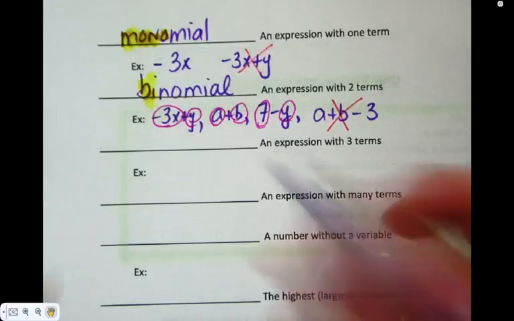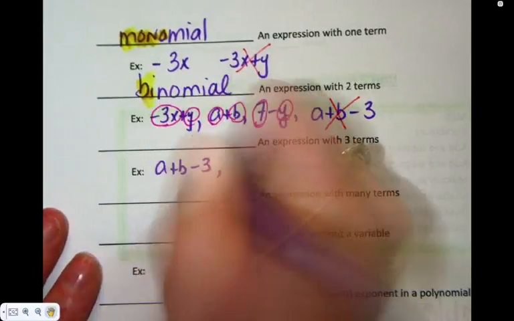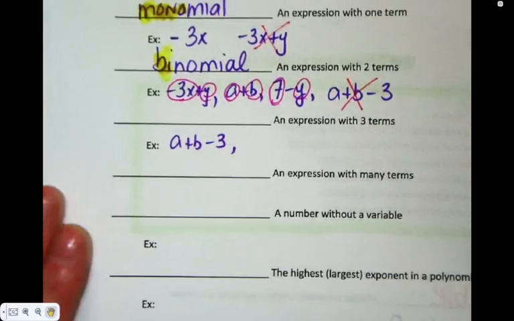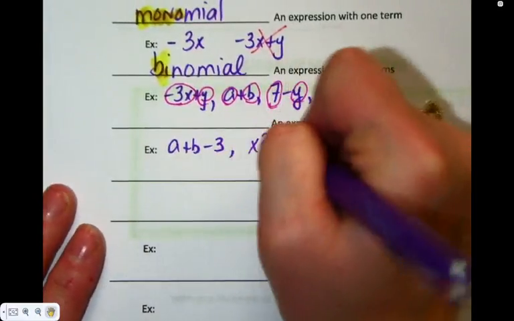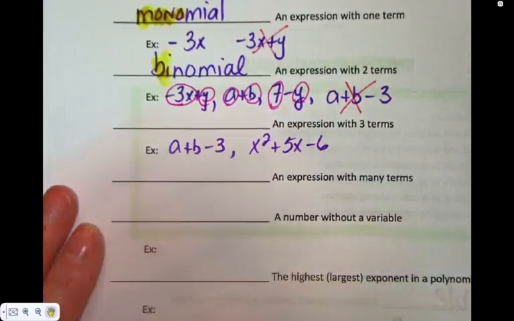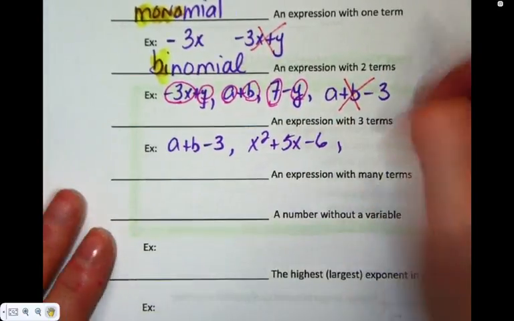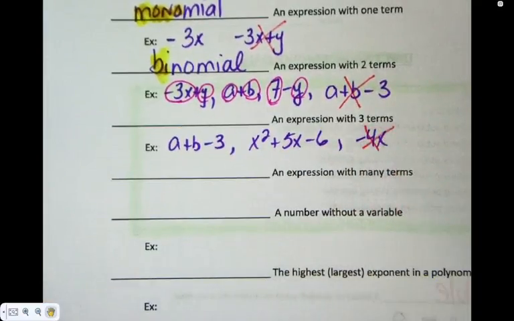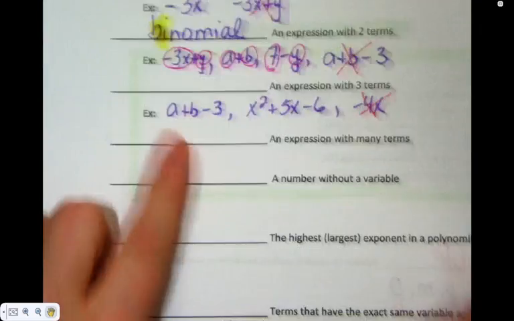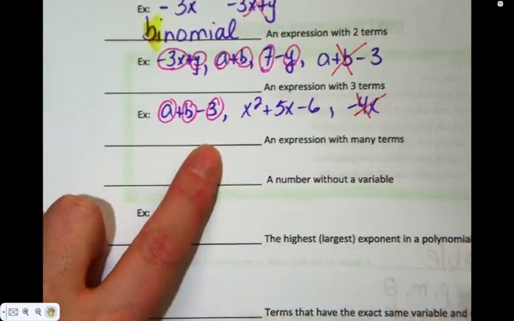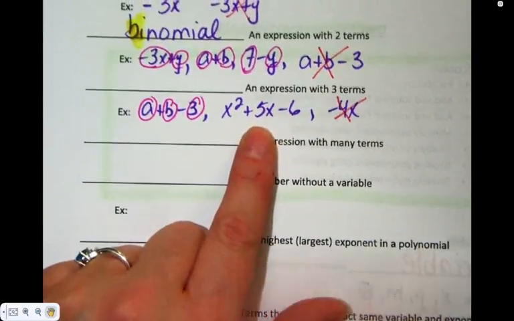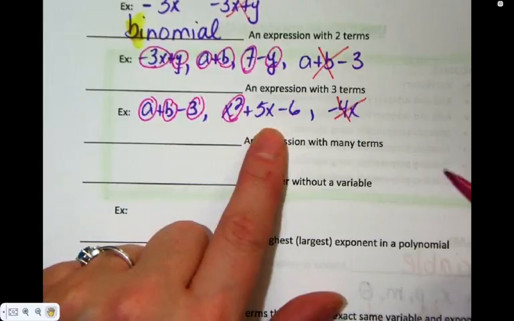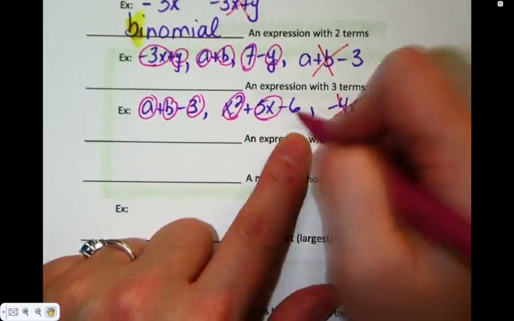Next one, an expression with 3 terms. Well, that could be our a plus b minus 3. That could be x squared plus 5x minus 6. It cannot be negative 4x. A plus b minus 3 has 3 terms because a is a term, b is a term, and 3 is a term. What are the 3 terms in the second example? X squared is a term, 5x is a term, 6 is a term.